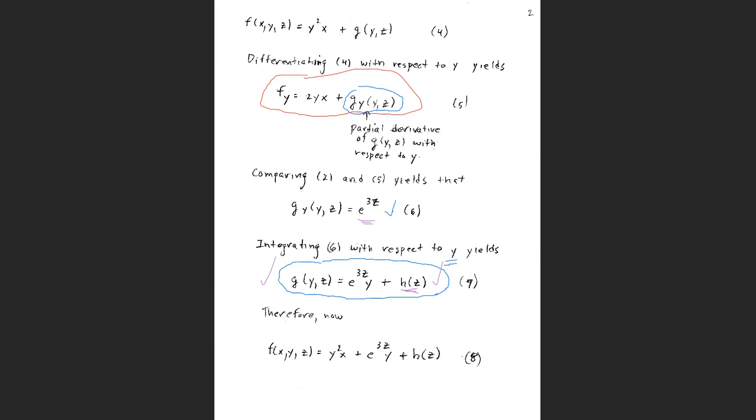So now you know more about your potential function. Your potential function f is equal to y squared x plus e to the 3z times y plus h of z. Are there any questions? Please let me know. All right, let me know when you're ready to move to the next page.